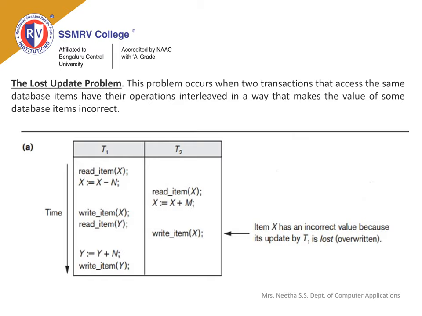Consider this figure. We have two transactions, T1 and T2. Now I have declared the variable X, that is we are reading variable X through read item of X. Next, X equals X minus N. You can consider any numbers here, so take an example. Here we can take the N value as 5 and the X value as 80. Subtract this, 80 minus 5, so it will become 75.